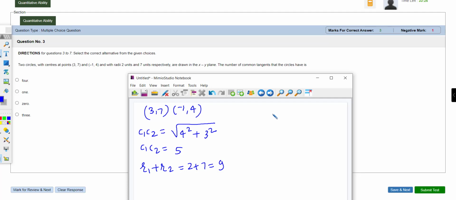So what does it mean? And we can see that 7 minus 2 is equal to 5. Correct, 7 minus 2 is equal to 5, and the distance between centers is also 5. So the diagram is going to be somewhere like this.